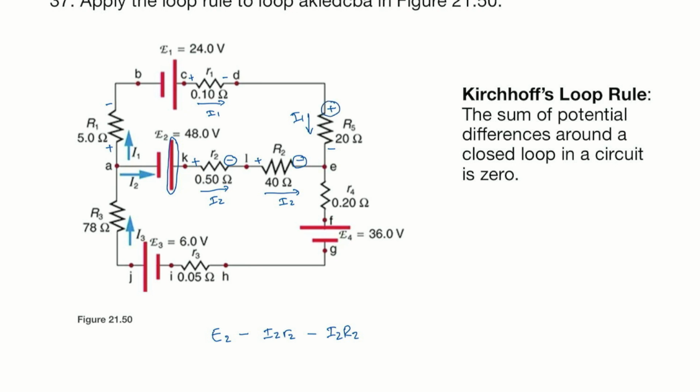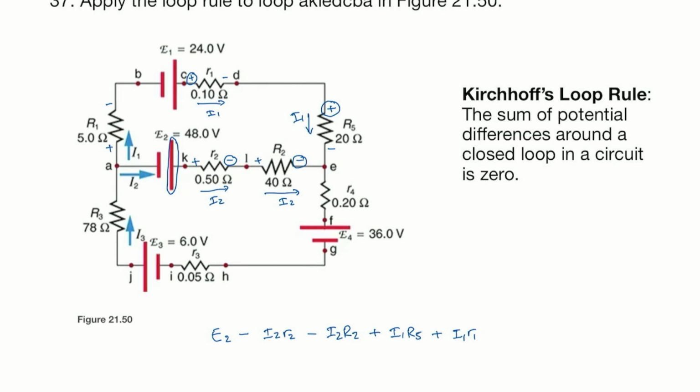Okay. Now we see resistor R5. The last sign we see is the plus. So we have plus I1 R5. We keep going. We see little resistor r1, so internal resistance r1. Last sign we see is the plus. So we have plus I1 little r1.